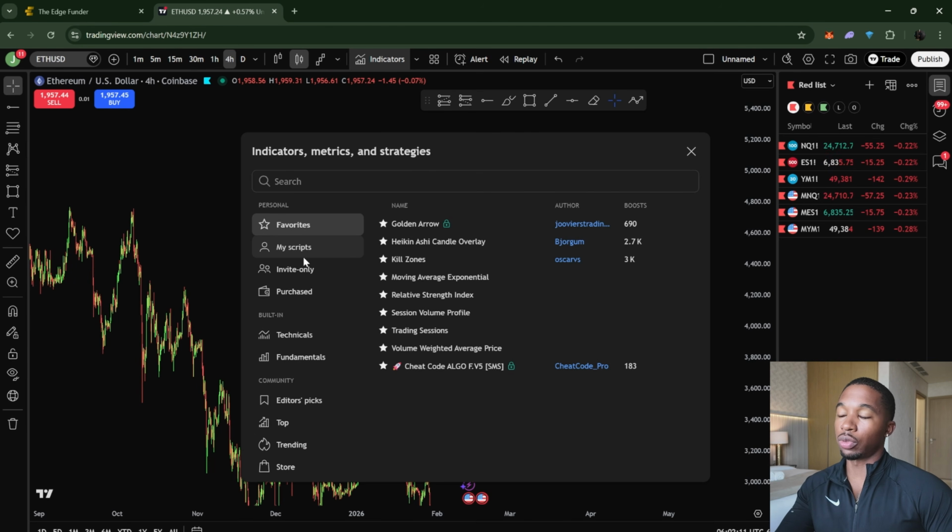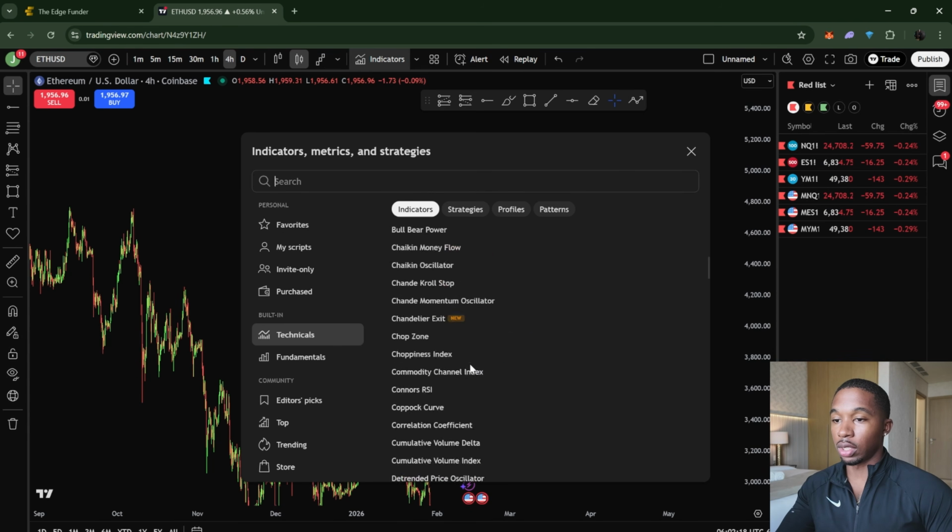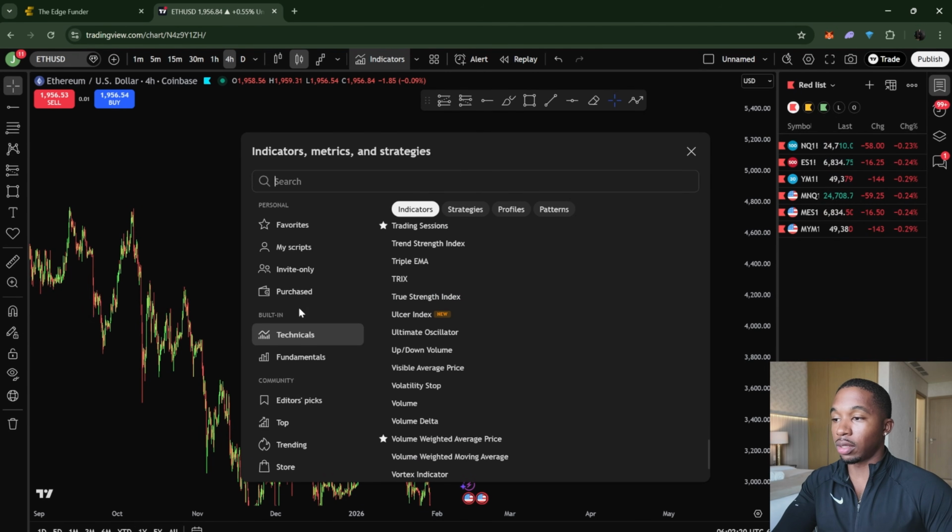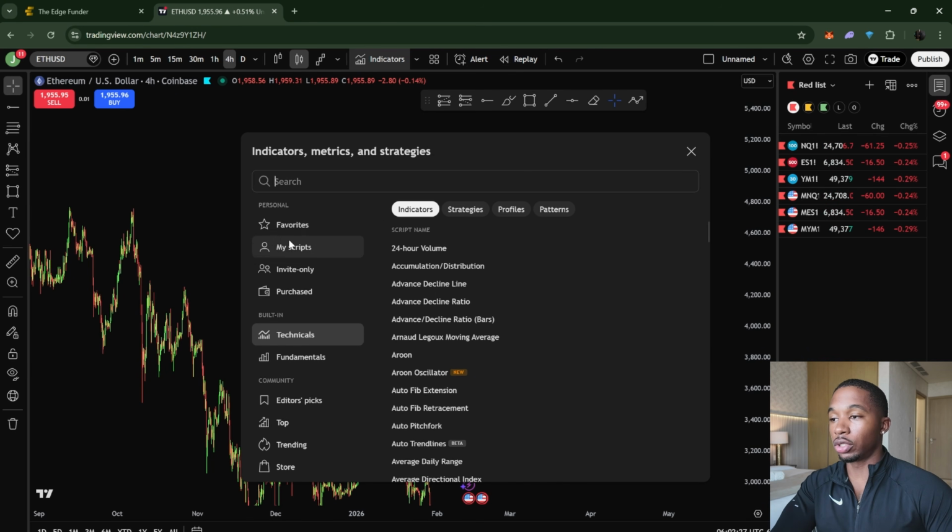So here in the indicators tab, you can actually see a bunch of different indicators on TradingView. It's going to look very similar on TraderVate. It won't have as many indicators on TraderVate, but on TradingView, there's a bunch. If we go to technicals, you can see it just keeps going. There are so many different indicators that you can find. There's indicators that other people have created that you can put onto your chart.